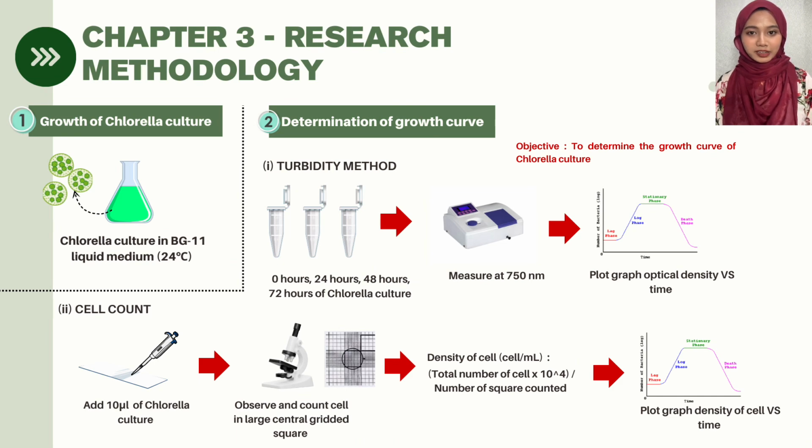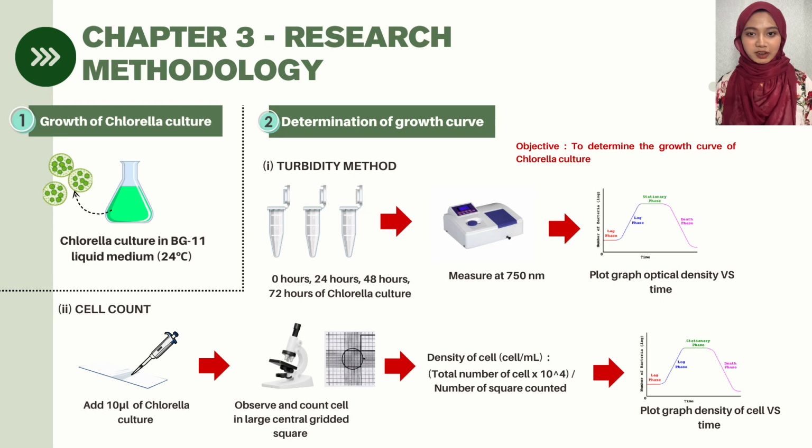Now, let me outline the methodology involved in this study. The Chlorella organism will be cultivated in BG11 liquid medium at 24 degrees Celsius. The culture is continuously exposed to photosynthetically active radiation to support growth. To determine the growth curve, two methods are used. The first is the indirect turbidity method, where samples are taken at regular intervals, which are 0, 24, 48, and 72 hours, and the turbidity is measured using a spectrophotometer at 750 nanometers. The optical density for each interval is recorded and plotted against time to generate the growth curve.